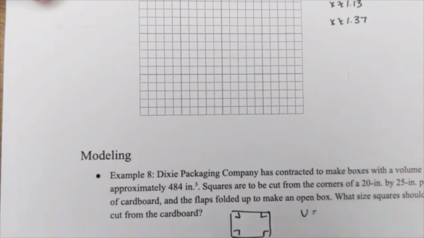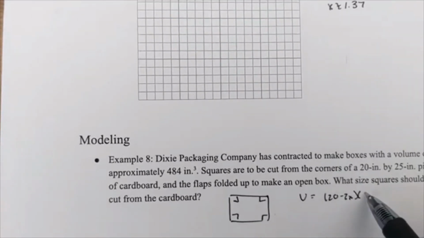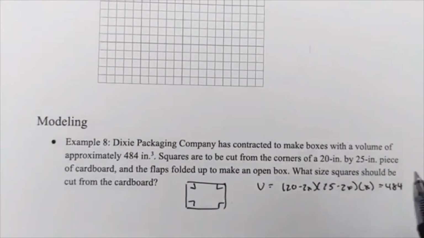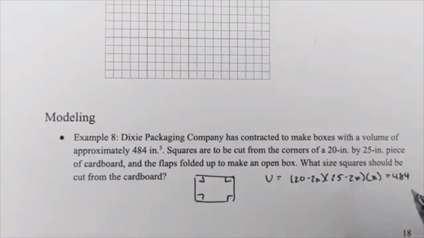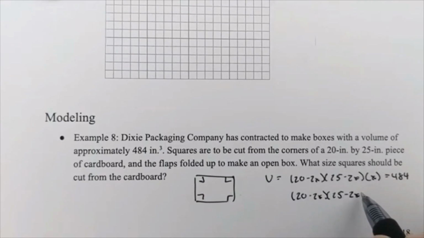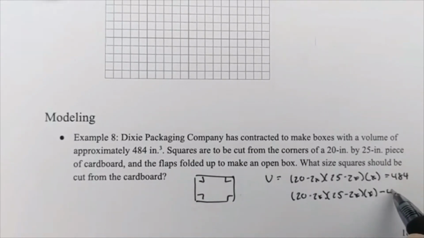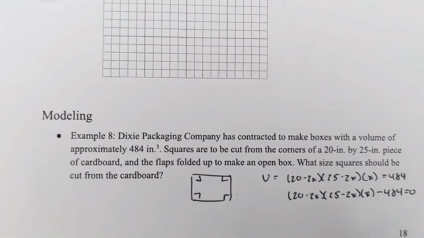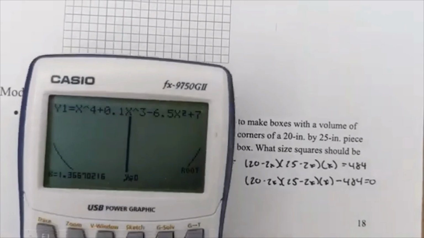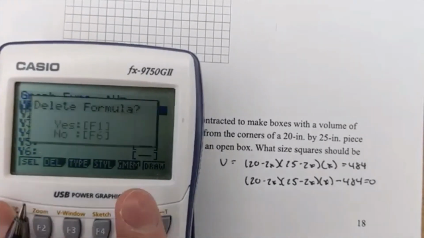So you're cutting corners out of the rectangle. The volume of our box ends up being length, which is 20 minus 2x, because I cut 2 corners out, by width, 25 minus 2x, by height, x. But this needs to equal 484, because that's what I want the volume to be. So I can bring this 484 over: 20 minus 2x, 25 minus 2x, times x, minus 484 equals 0. I put this in my calculator and just let it graph that, and I can use my calculator to find the zeros. I don't need to algebra it out.